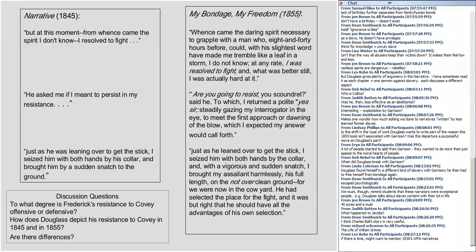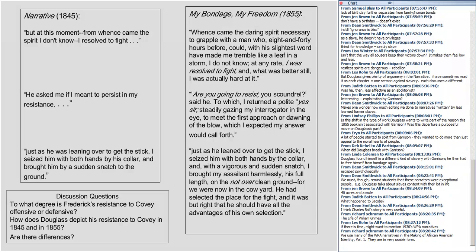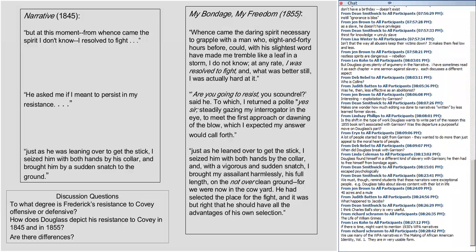But it is interesting to show students how Douglass would write about the same experience 10 years apart. If you ask students to look at the way that Douglass tells the story of the battle with Covey in 1845 and 1855, it becomes a very manageable assignment. They don't have to read pages and pages of someone's autobiography. They can focus on the rhetorical decisions that Douglass makes in 1855 to portray the same incident. And one of the things I think is most remarkable is the way that a black woman named Caroline, in slide 41, appears in the narrative of 1845 and the way she reappears in My Bondage and My Freedom in 1855.